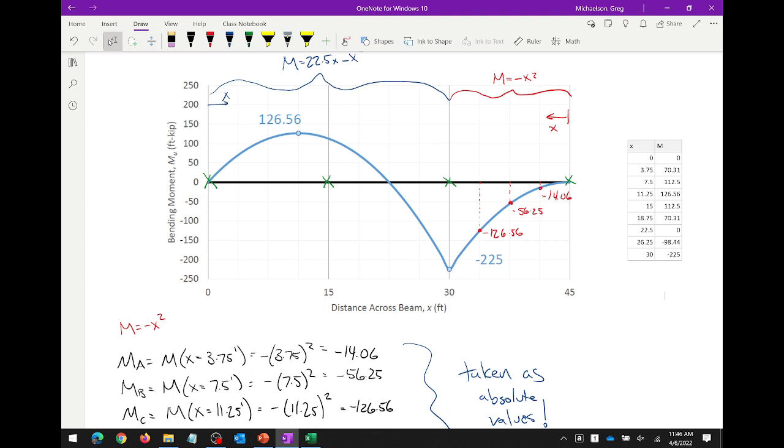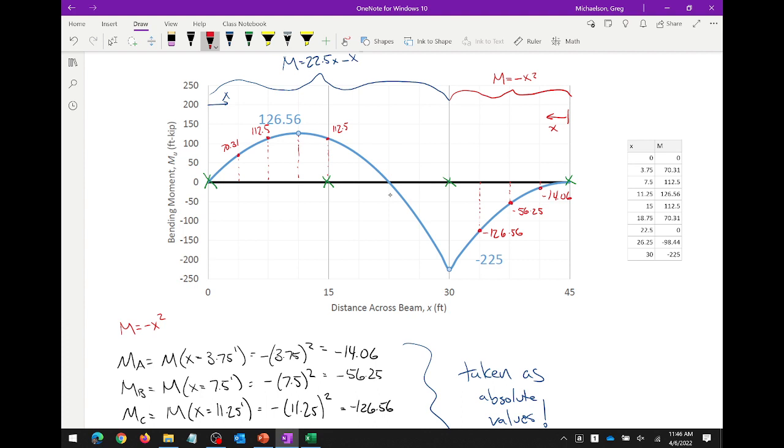Now what we can do is we can use these values and we can say, all right, this is MA 70.31. This is MB 112.5. This is MC 126.56. And then I also have the endpoint moment, which is 112.5. So for this segment, what we have is MA, MB, MC, and this is MMax, right? Make sense? In that segment, that's the biggest one, right?